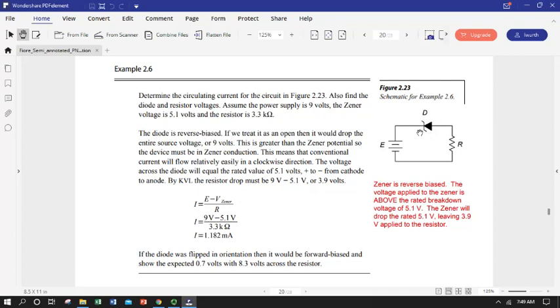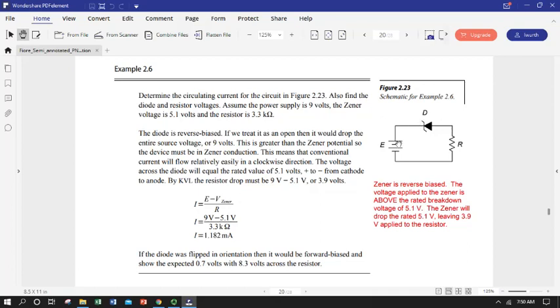We know it's a Zener because we've got the little bent line in front of the diode. And so the first question we're going to want to know is what reverse voltage rating Zener are we looking at? We're told it's 5.1 volts. That means to get from this side of the Zener to the other, you drop 5.1 volts.